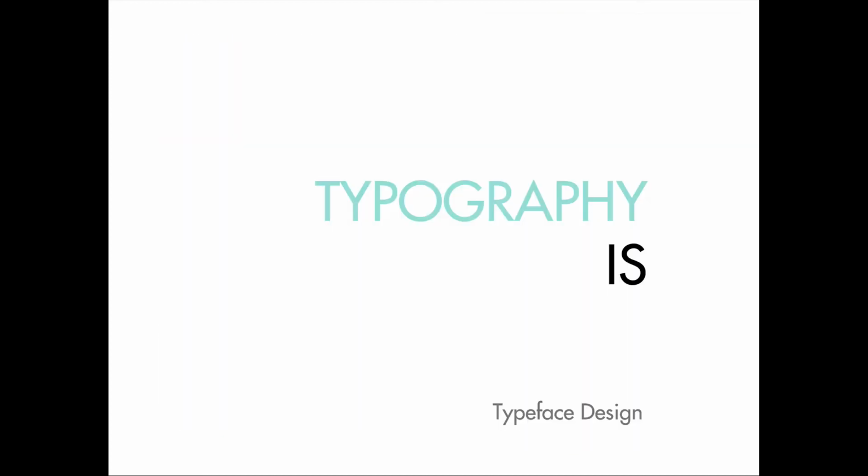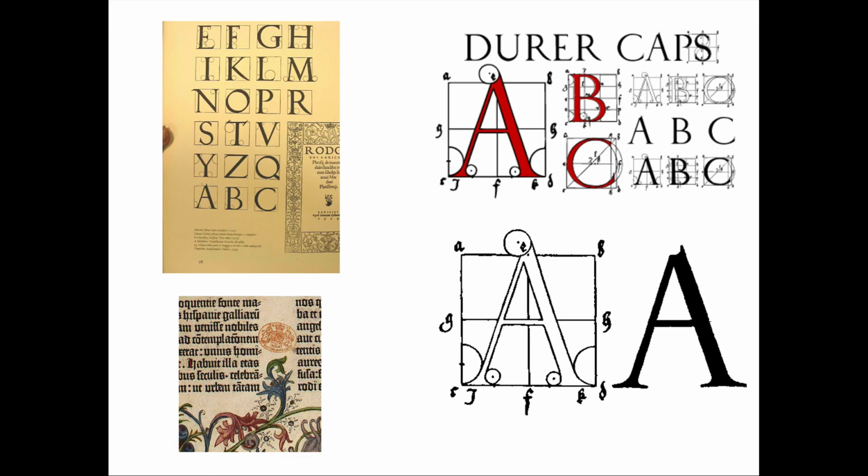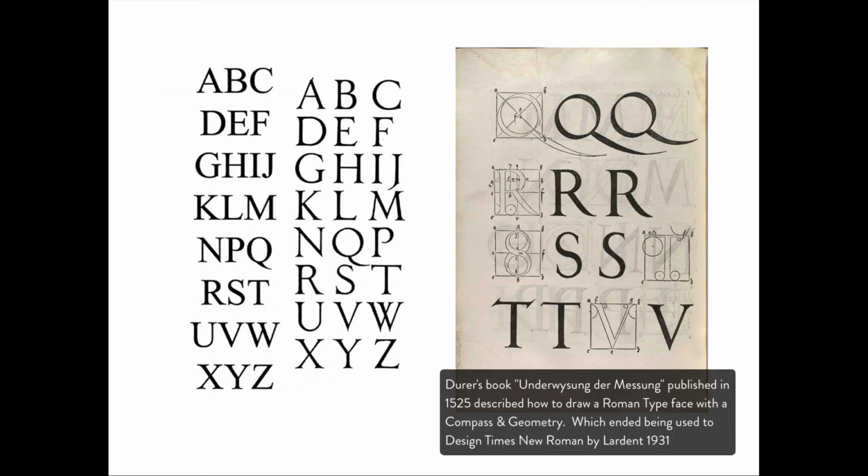Typography is typeface design. These drawings are from Albrecht Dürer, circa 1525. Dürer was the first to arrive at a standardized geometric way to create a Roman typeface. These are Dürer's Roman typefaces, and they're very similar to Times New Roman. We can see the length of the Q. We can see the serifs looking very much like the current Times New Roman.